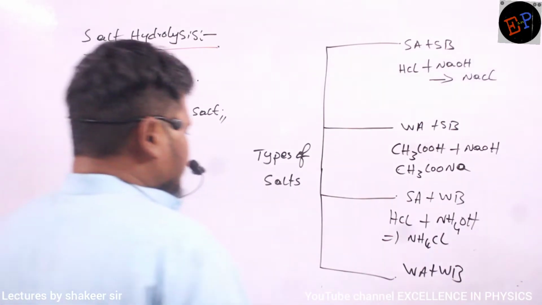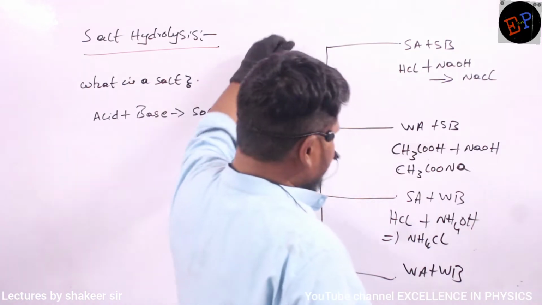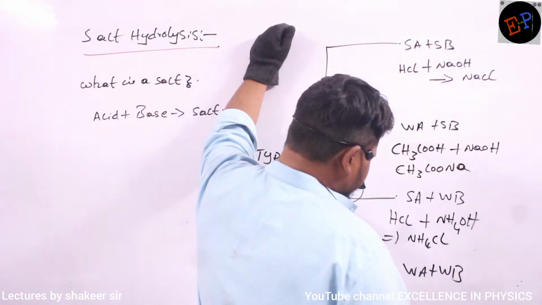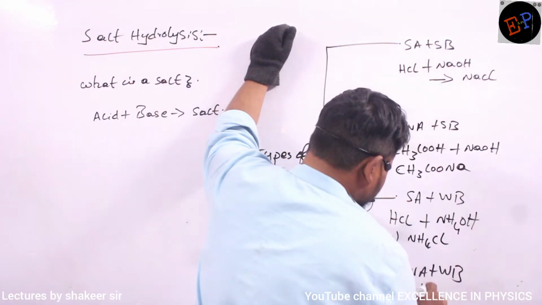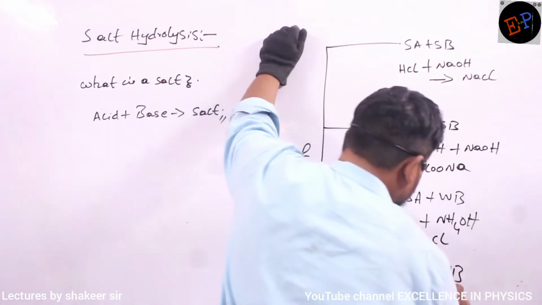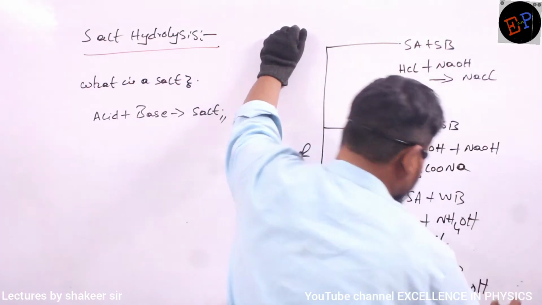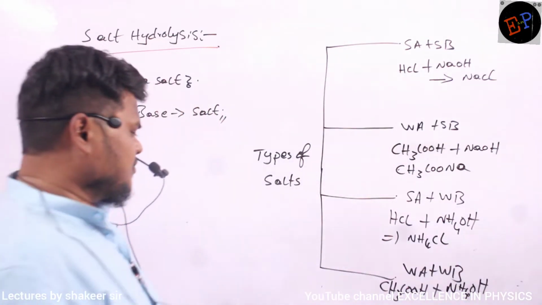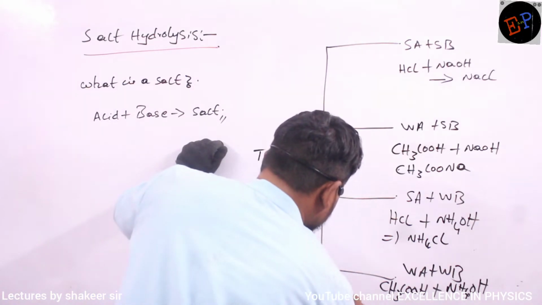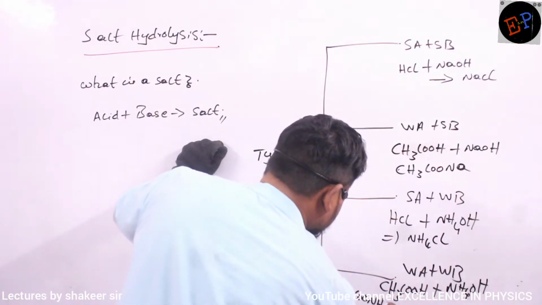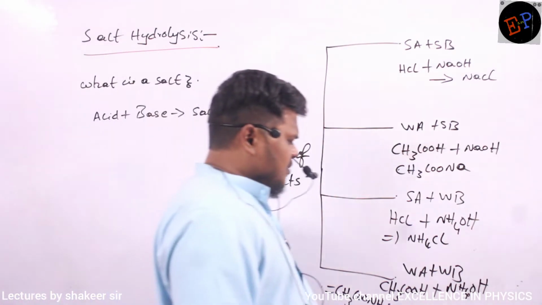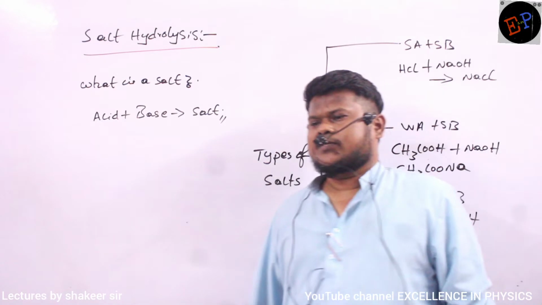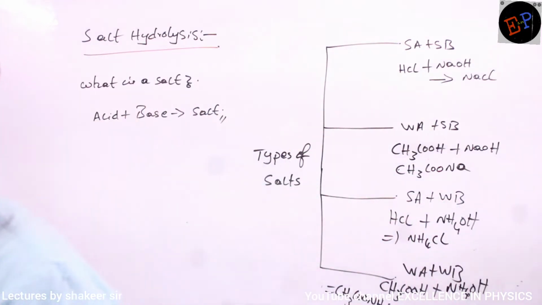One more salt which can be formed is weak acid plus weak base. Weak acid plus weak base can also react with each other. As an example of a weak acid I can take CH3COOH, and as an example of a weak base, ammonium hydroxide, NH4OH. Then the salt which can be formed is CH3COONH4. Are you able to understand? So these are the different types of salts which can be formed, depending on the acidic and basic strengths of acids and bases.